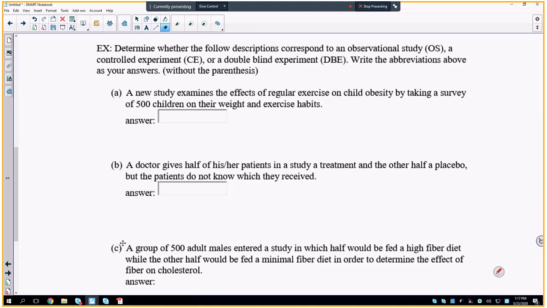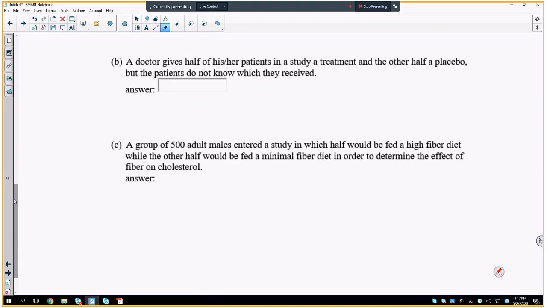So let's start with this question. Determine whether the following descriptions correspond to an observational study, a controlled experiment, or a double-blind experiment. A new study examines the effect of regular exercise on child obesity by taking a survey of 500 children on their weight and exercise habits. This is an observational study because we simply took a survey of the children and we didn't attempt to influence their exercise habits or their weight. We just asked what it is.